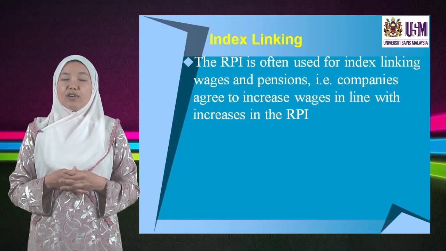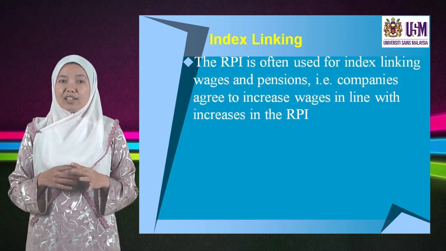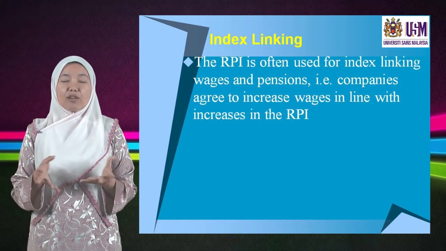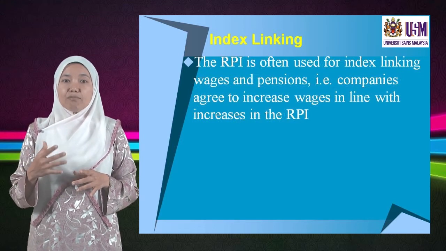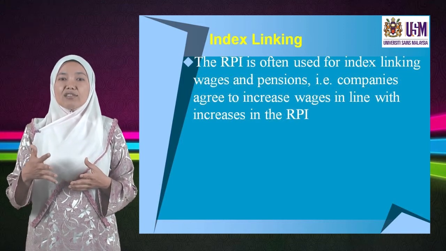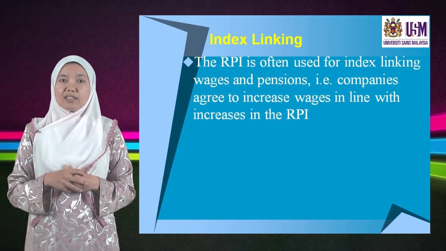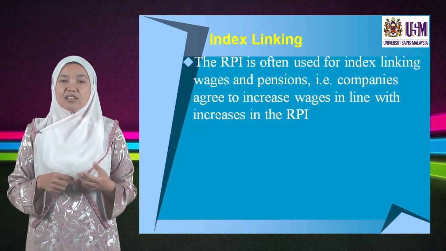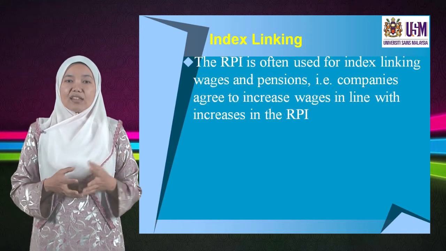Another usage of index numbers is what we call index linking. This is what I already mentioned earlier. The retail price index in the UK, or the consumer price index for Malaysia, is often used for index linking with wages and pensions. In this case, companies agree to increase wages in line with the increase in the retail price index or the consumer price index. We are talking about inflation, which tells you about the cost of living increase. In this case, we need to demand higher wages, so we use index linking.